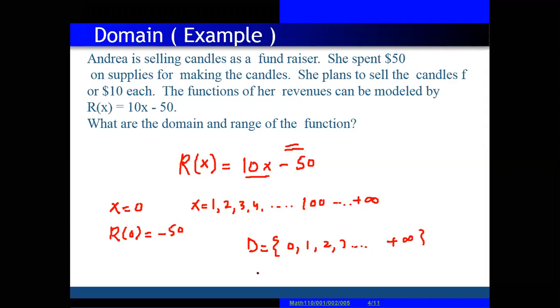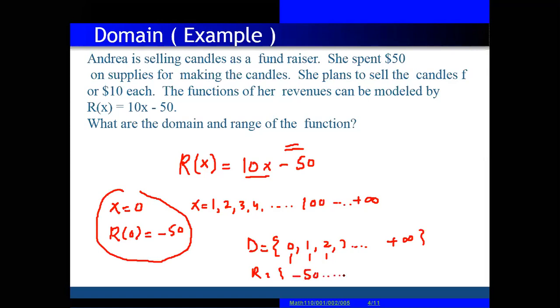What will be the range? If x is 0, when she has no sales, the smallest possible value is minus 50. As sales increase, the range value also increases till plus infinity. So the domain is 0 to plus infinity, and the range is from minus 50 till plus infinity. In this case, negative values are not possible for x. You cannot say that x is equal to minus 1, correct? Because you start from 0 number of candles.